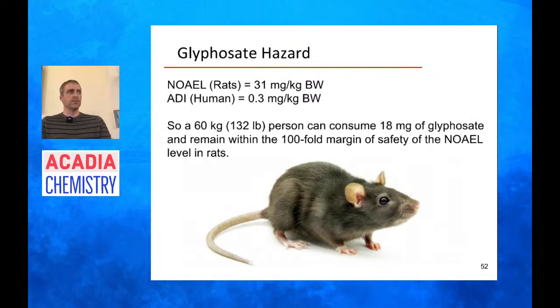So in terms of long-term toxicity, we know this can be measured as well. We know that this is measured in terms of NOAEL for a different species. It's tested on rats, and the NOAEL was found to be 31 milligrams per kilogram body weight. And that then is divided by 100 to produce our ADI for humans, which is 0.3 milligrams per kilogram of body weight. So if you weighed 60 kilograms, 132 pounds, that would be a pretty light person, I guess. But that means, if you weigh that, you could safely consume 18 milligrams of glyphosate a day in your diet, remain within that 100-fold margin of safety, remain underneath your ADI.